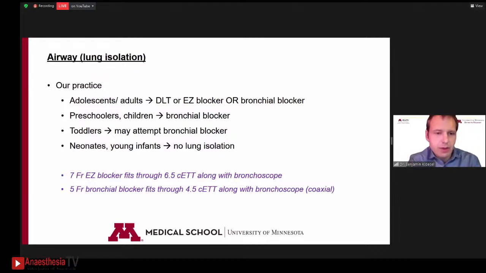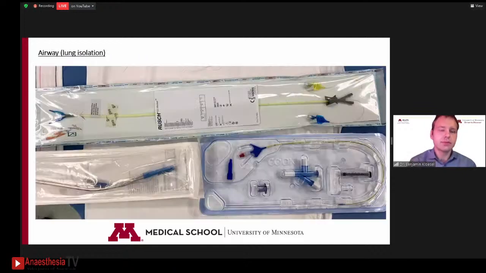Now, just as an overview, if you use an easy blocker, a 7 French easy blocker, that one fits to a cuffed 6.5 endotracheal tube along with a bronchoscope. And our 5 French bronchial blockers typically fit to a 4.5 cuffed endotracheal tube along with a bronchoscope as a coaxial technique. You can again do the parallel techniques with small endotracheal tubes. So just here a little overview.